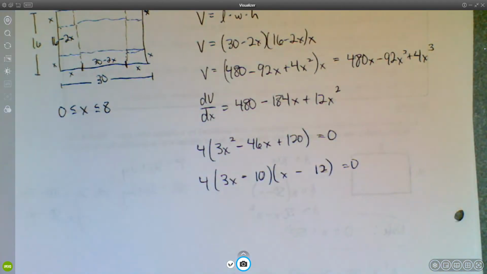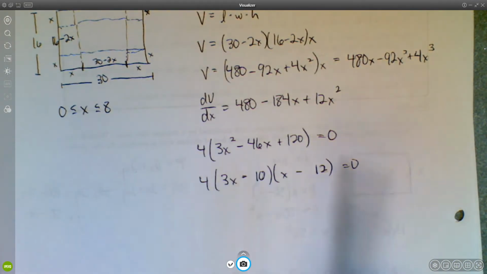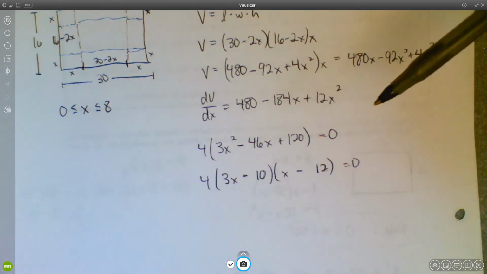If that hadn't worked, we could have used the AC method, 3 times 120, and that would have been kind of nasty. I probably just would have resorted to the quadratic formula, to be honest with you. But anyway, so there we go.